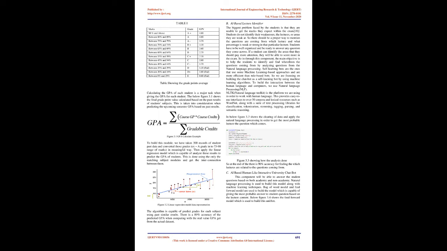To build this module, we have taken 300 records of student past data and converted those grades, for example A, into the 75 to 90 range of marks in a meaningful way. Then we apply the linear regression model, which is capable of analyzing these results to predict the GPA of students. This is done using only the matching subject modules to get the interconnection between them.